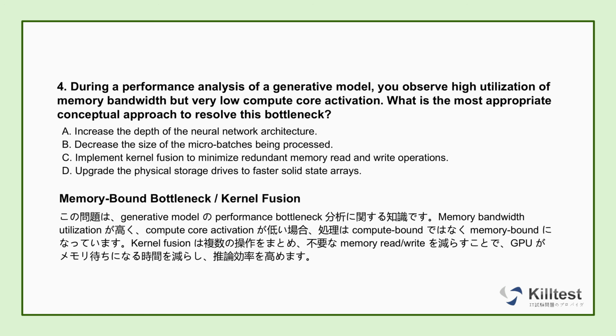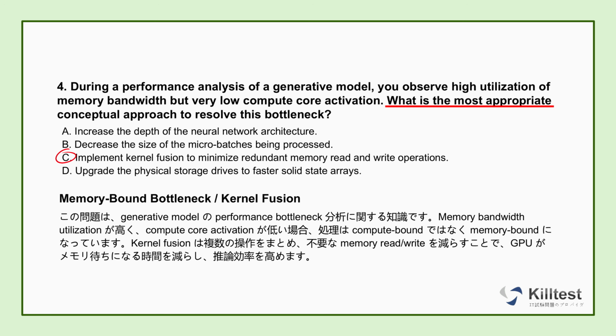Question 4. During a performance analysis of a generative model, you observe high utilization of memory bandwidth, but very low compute core activation. What is the most appropriate conceptual approach to resolve this bottleneck? The correct answer is C. But wait, if the compute core is barely working, why are we stuck? Because you're facing a memory-bound bottleneck. The GPU's brain is basically starving for data, just waiting around while the system struggles to fetch information from memory.